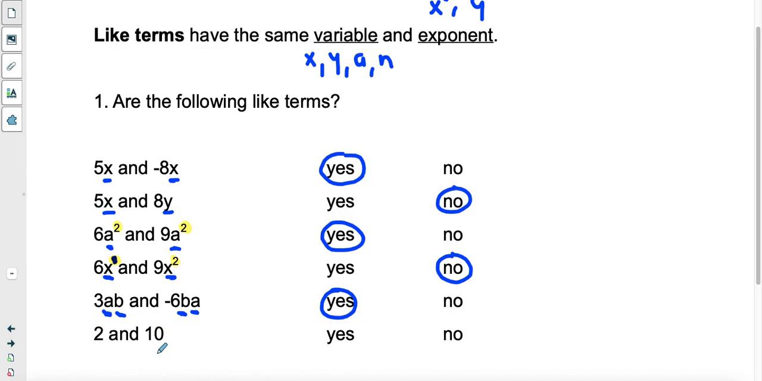Last one, 2 and 10. 2 and 10 are also like terms. The reason is because they don't have any variable, right? They don't have any letter beside them. So since they don't have any letter beside them, we can combine them together. 2 and 10, we could add these together. So yes, these are like terms as well.